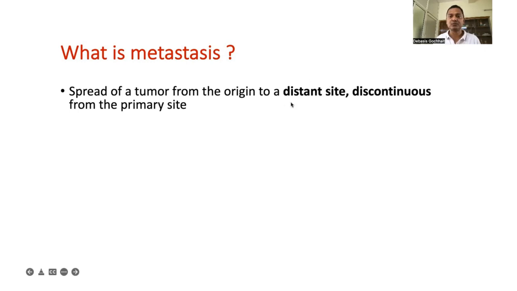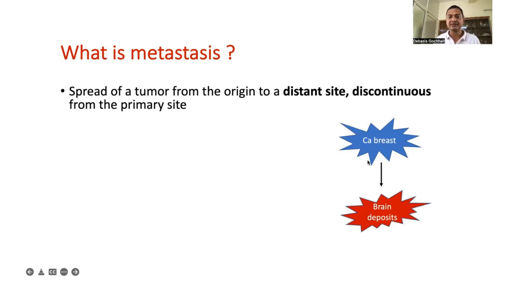Remember, I have highlighted in bold, to a distant site, and discontinuous from the primary site. These two words are important: distant site and discontinuous. Let's take an example. If a patient is suffering from carcinoma breast and the tumor spreads to the brain, then it is called as metastasis. Okay? Now, metastasis is the surest sign of malignancy.